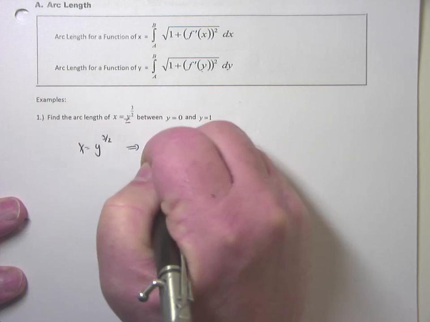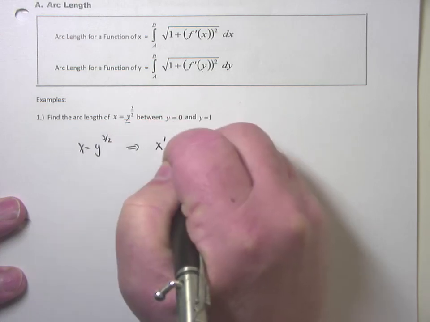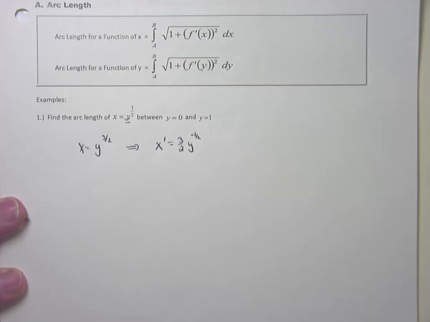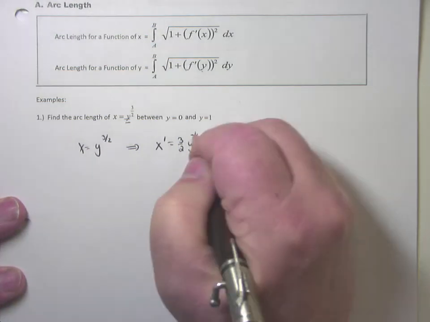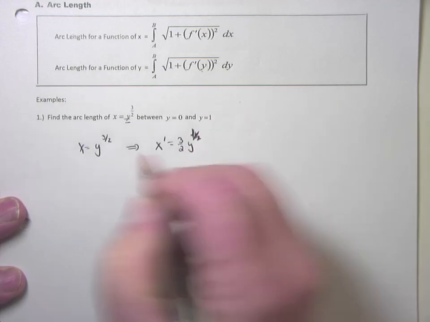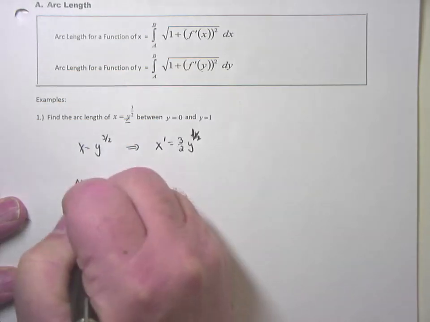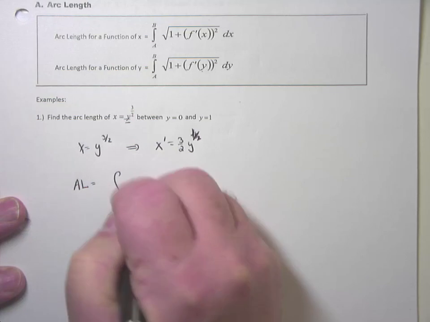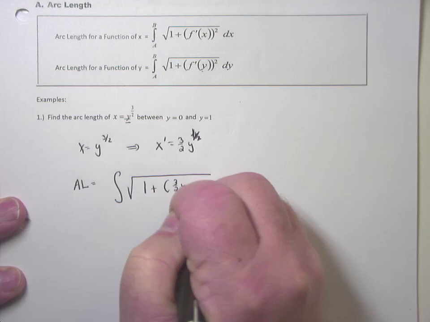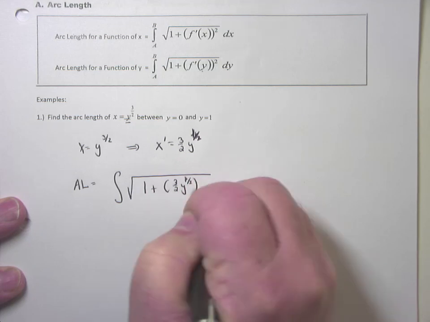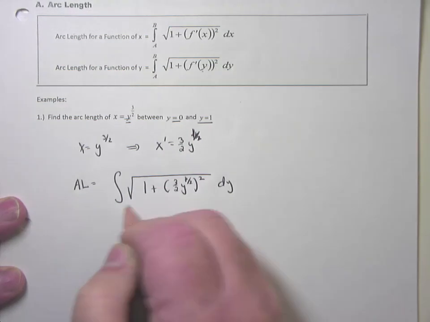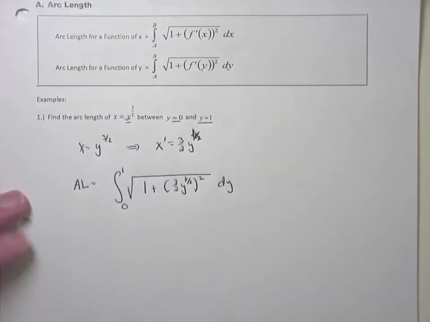That implies x prime is going to be the derivative, which is 3/2 y to the negative 1/2 power. Positive, excuse me, I can do math. Positive 1/2 power. 3/2 minus 1 is a positive 1/2. So when I plug it into this formula, arc length will be equal to the integral of the square root of 1 plus my derivative, which is 3/2 y to the positive 1/2 power, squared, dy, and they tell me what the bounds are, between 0 and 1.